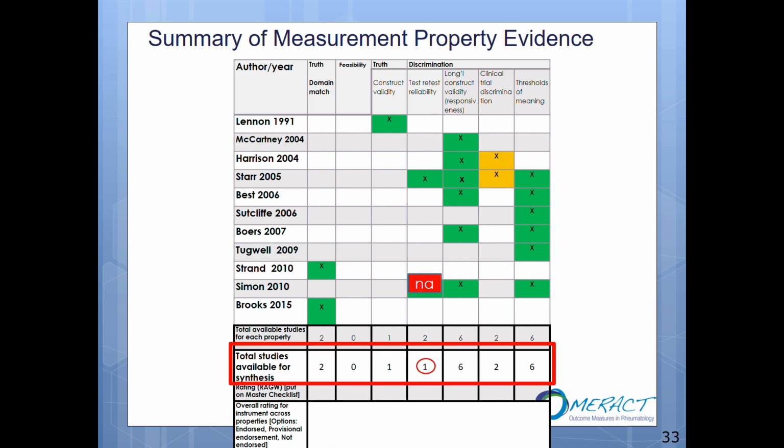But you can imagine that if one of them ended up with a red rating, as I've just shown here, then the numbers would differ. So we have two articles that are potentially available for test-retest, but one ended up with a red rating in quality appraisal. So now we're down to just one article that we're going to use for synthesis. And it's important at this point to keep track of these decisions on your summary of measurement property evidence table and in your quality appraisal worksheets so that you can always go back and check it if you have any questions.